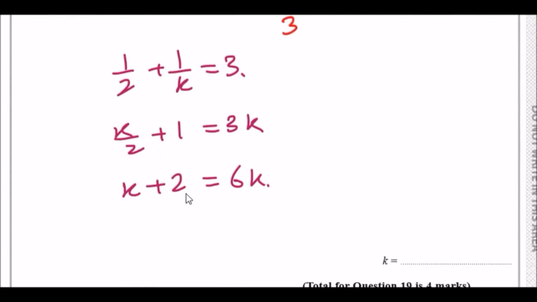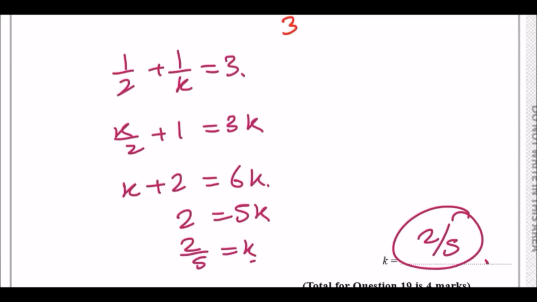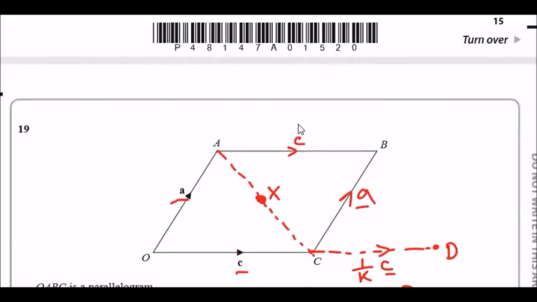So now subtracting k across, you're going to have 2 equals 5k. Divided by 5, you get 2/5 equals k. And that should be the answer. k is 2/5. Oof, definitely one of the longest vector questions I've seen.